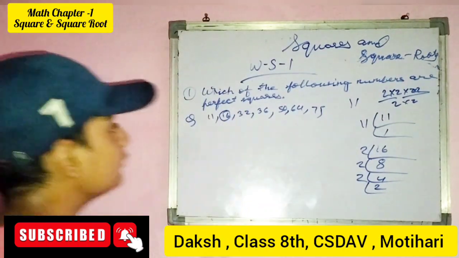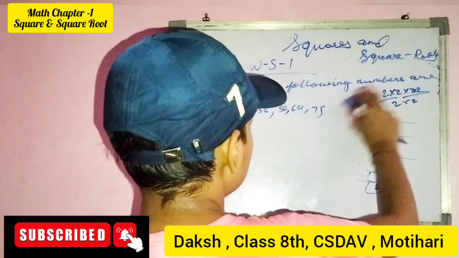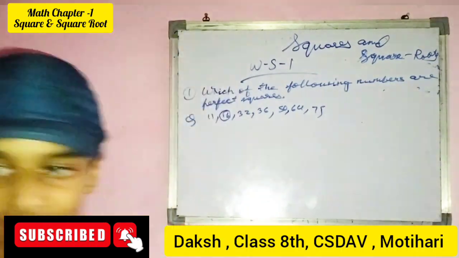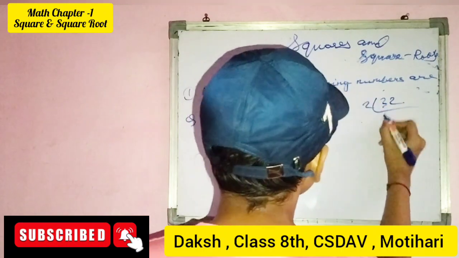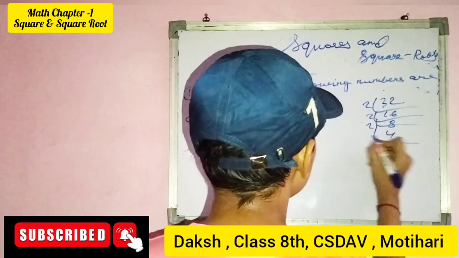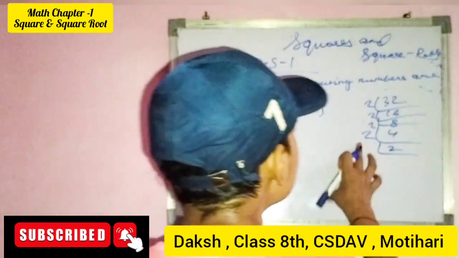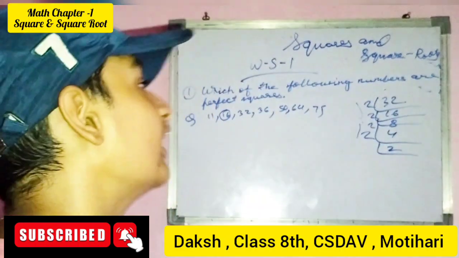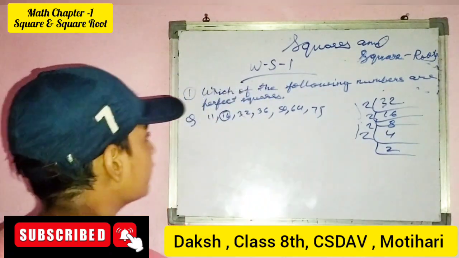Then comes the number 32. Now we need to tell whether 32 is a perfect square or it is not. So we will try and factorize 32 to 16, 8, 2, 4, 2, 2. 2 into 2 into 2 into 2 into 2, and these do not occur in pairs. We can take out 2 pairs, but this 2 is left alone, and that's why these do not occur in pairs. So this number over here is not a perfect square.